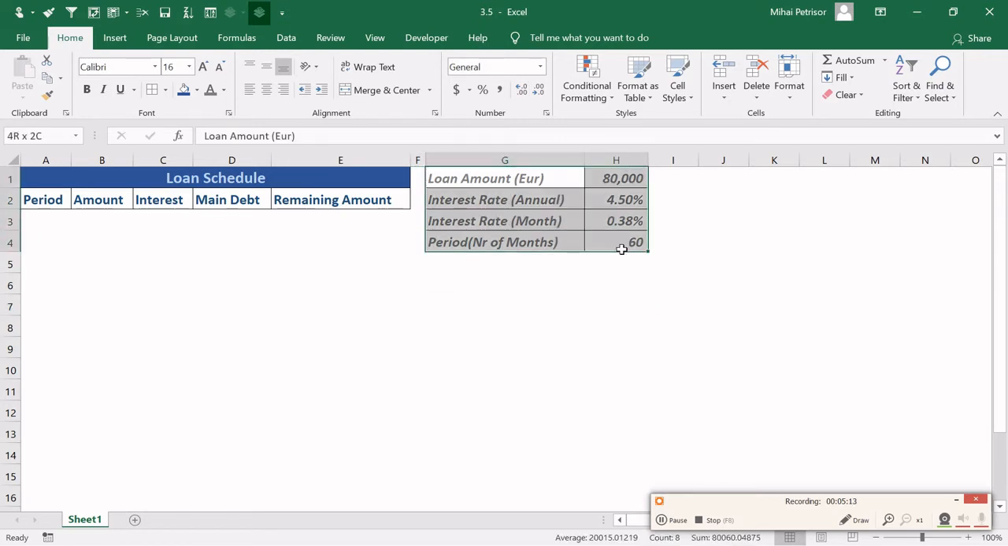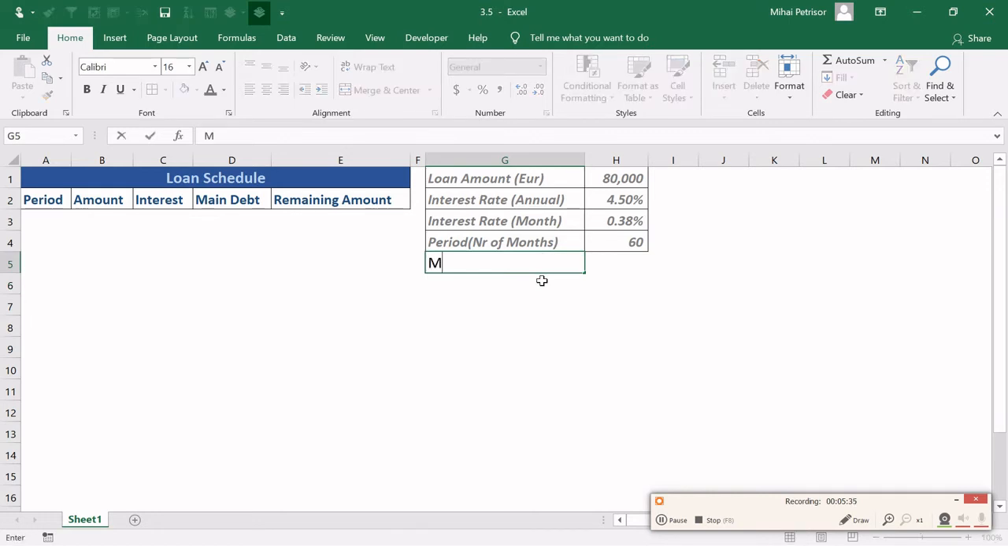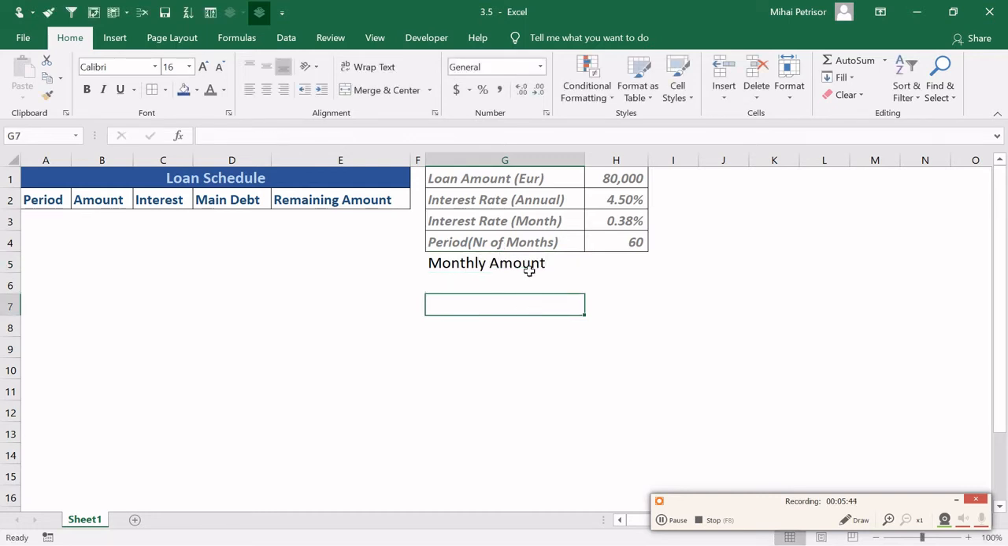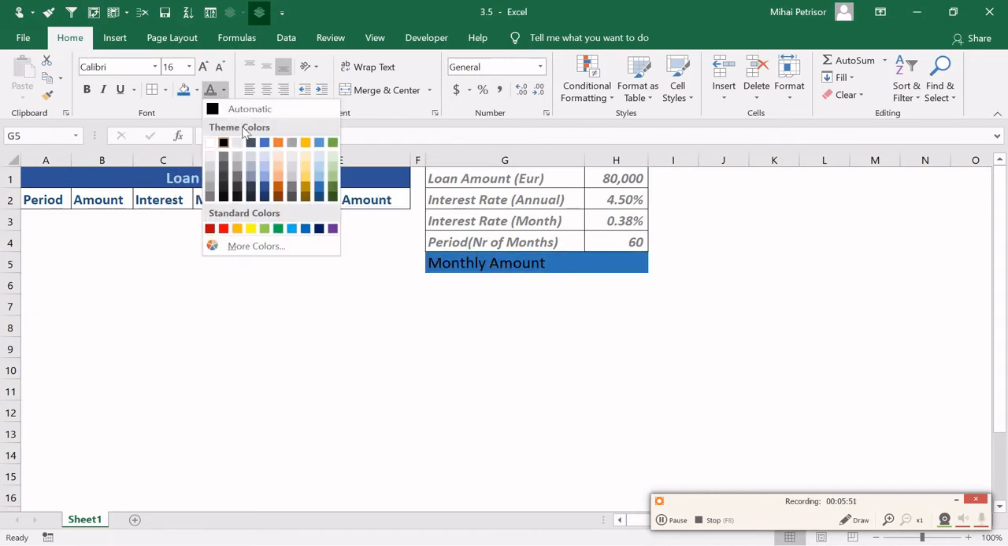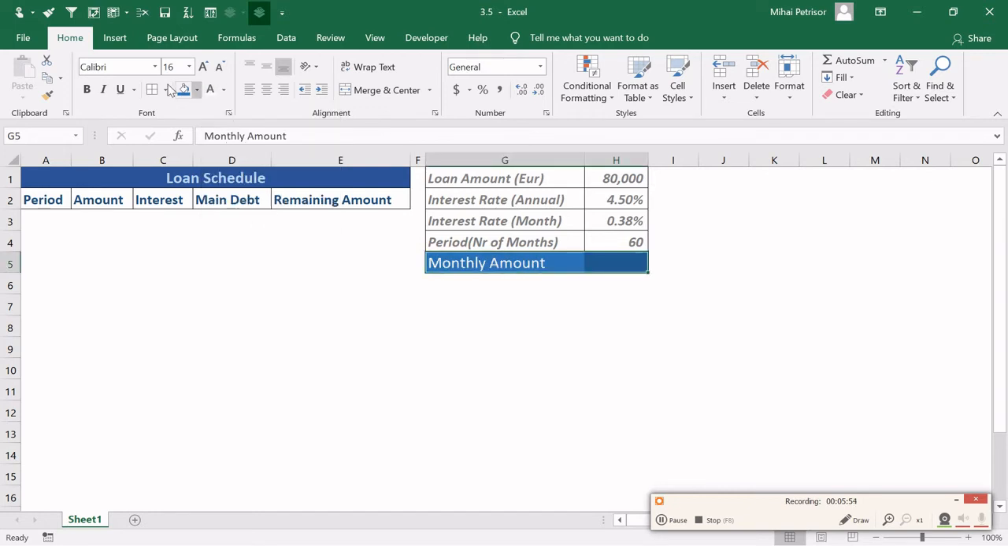So now we have the main criteria that are important for the loan schedule, and let's put some figures here linked with our given criteria. The very important thing is that we need to create the monthly amount, which is basically the most important thing when your bank communicates the schedule. You will always look for that value. This is your guide when you take the loan.